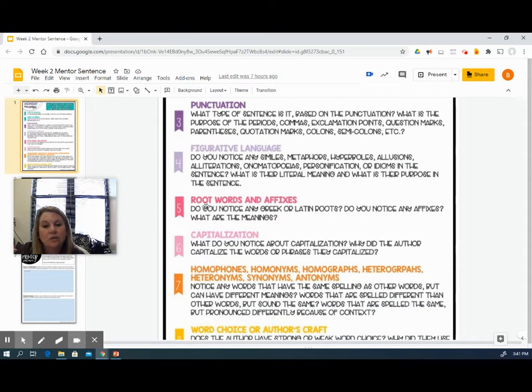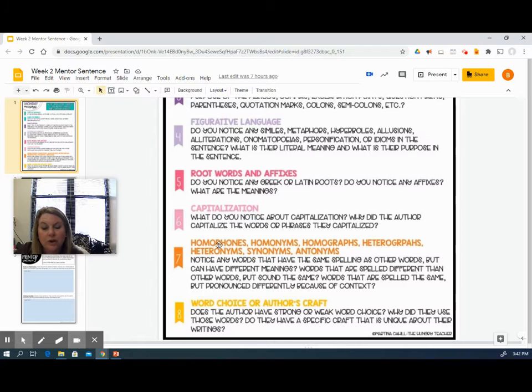The next thing you'll do is look for root words and affixes. Then you'll pay attention to capitalization. Next, you'll look at are there any homophones, homonyms, homographs, heterographs, heteronyms, synonyms, or antonyms. Again, reference pages would be super handy for this task. And then the last thing is something that you should be able to do with every single sentence that we look at. Pay attention to the author's word choice and their craft.